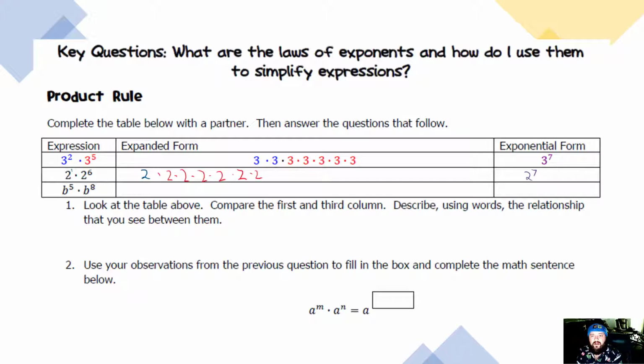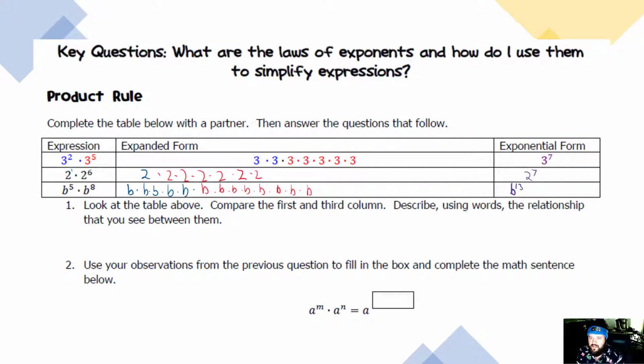Now let's look at b to the 5th times b to the 8th. We're going to have 5 b's: 1, 2, 3, 4, 5. And then b to the 8th is 8 b's: 1, 2, 3, 4, 5, 6, 7, 8. If we take 5 plus 8, that gives us 13: 1, 2, 3, 4, 5, 6, 7, 8, 9, 10, 11, 12, 13. So we have b to the 13th power.